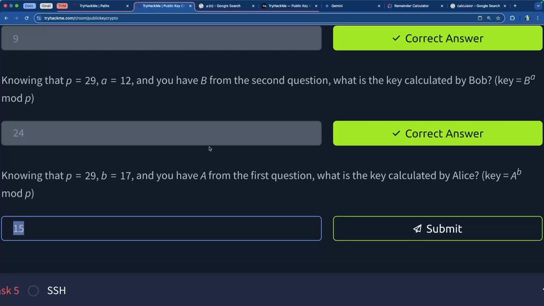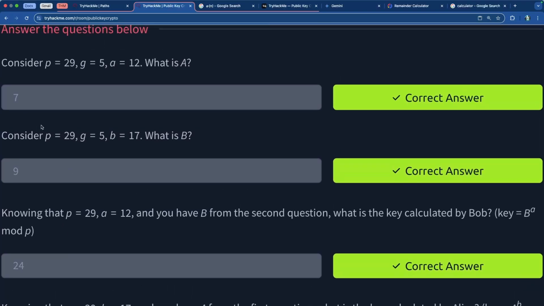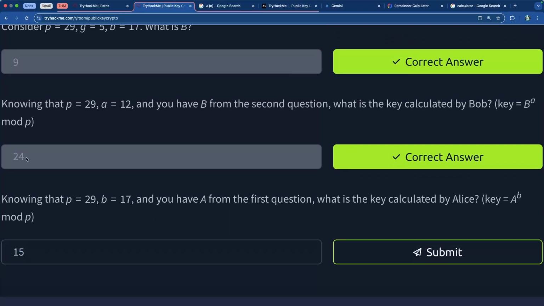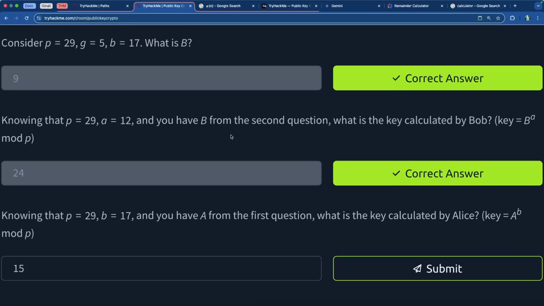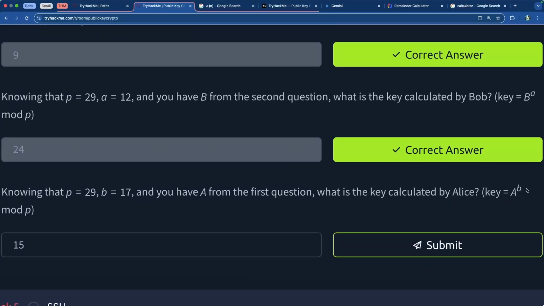So the answers here are right. So the rest of this should also work the way that we need it to so that we can end up with 24 because it's supposed to be the same exact key. So that's the piece that I am trying to figure out right now. So it's A, which is 7 right here, to the power of B, the lowercase b that we have, which is 17. So 7 to the power of 17 mod 29.